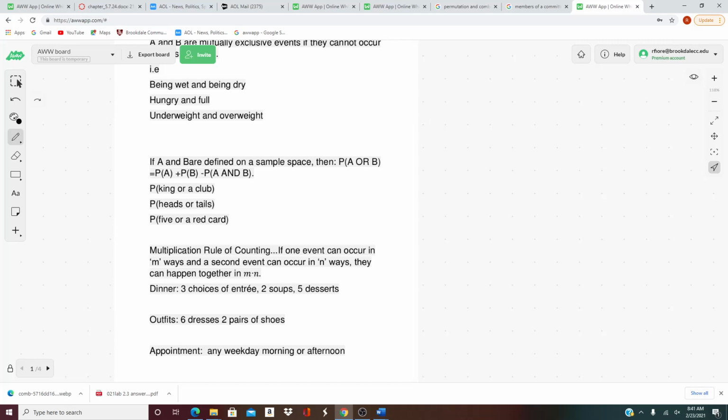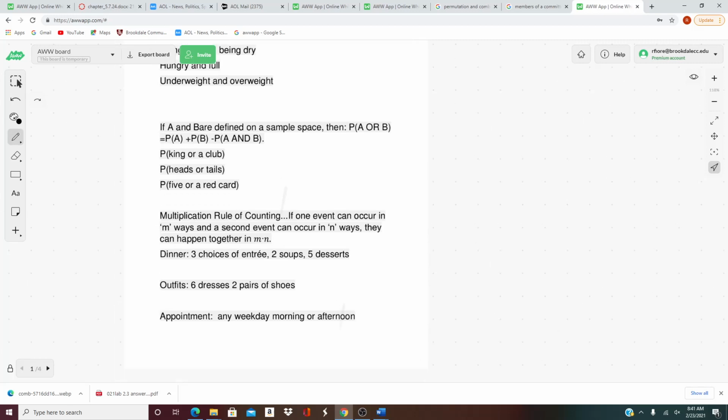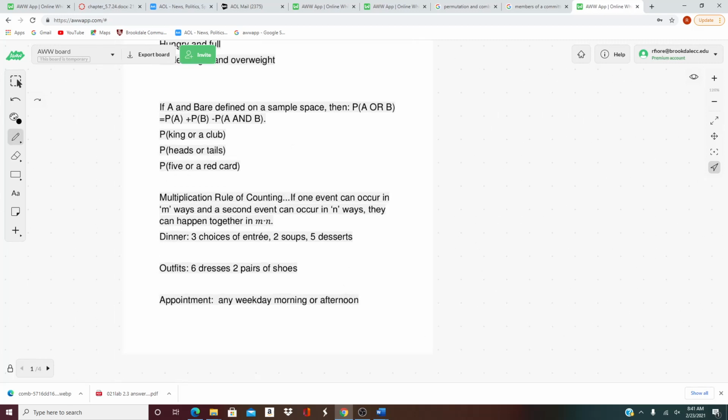We're now going to take a look at the counting principle. And the counting principle involves something called the multiplication rule. If one event can occur in m ways and a second event can occur in n ways, they can happen together in m times n ways. Now, the one thing we want to realize is if there's more than 2 events, then it'd be m times n times o and so on.